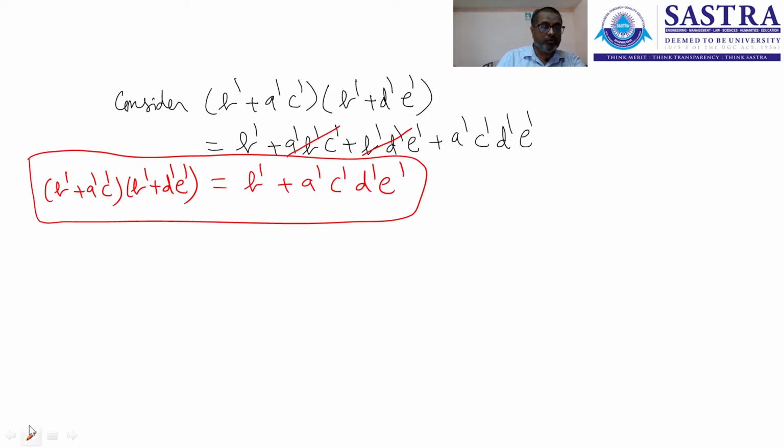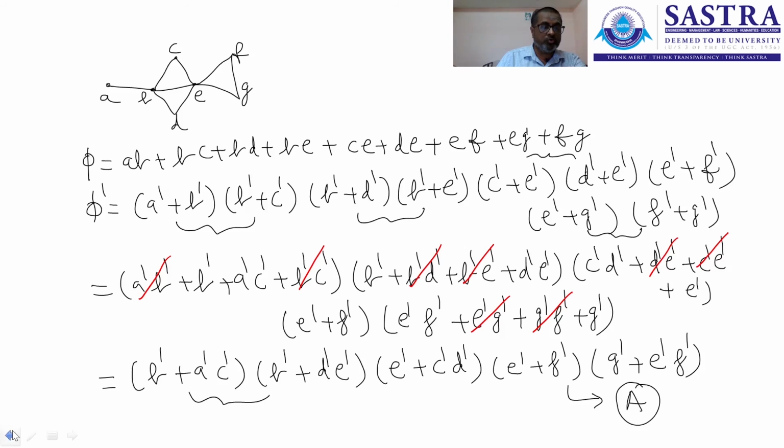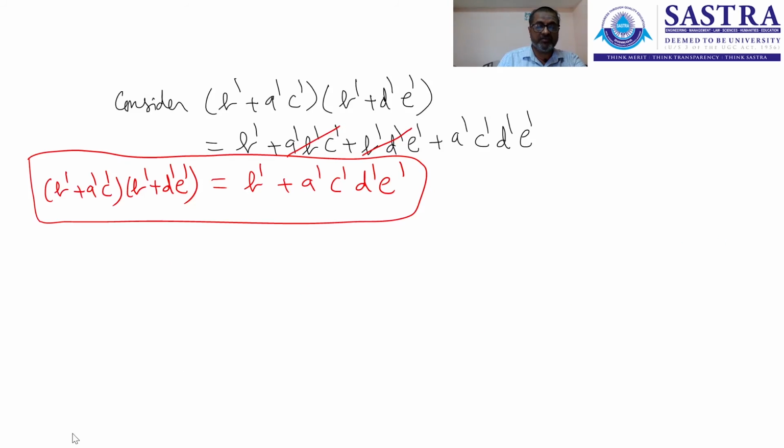Now what I will do is, I'll just take the next two terms. No problem, either I can take these two or the last two. Let me take this: E' + C'D' and then E' + F'. So now what do I get? E' + C'D'. Next one was E' + F'.